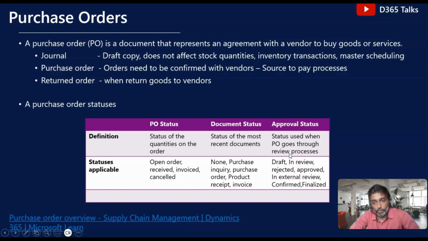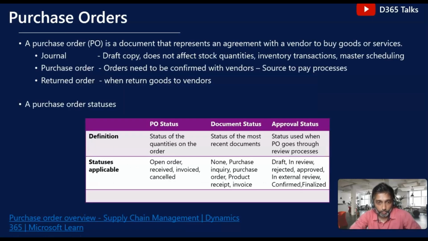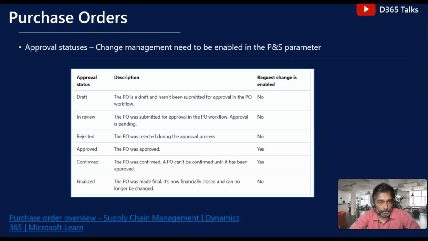Most of the users who are already using it must be aware of this, where if we have enabled change management, then by default the purchase order comes to the status of draft, and then you need to submit it for review. Then it becomes in review, and once it is approved or rejected, quickly we will see in the next screen a process flow chart on how the various statuses of draft, in review, approved, and confirmed are interlinked with each other. First of all, we need to understand the definition or description of the respective approval status, which is very important, because I will also touch upon PO status and document status as we get into the D365 screen. But you need to know the fundamental definition of using approval statuses in Dynamics 365.